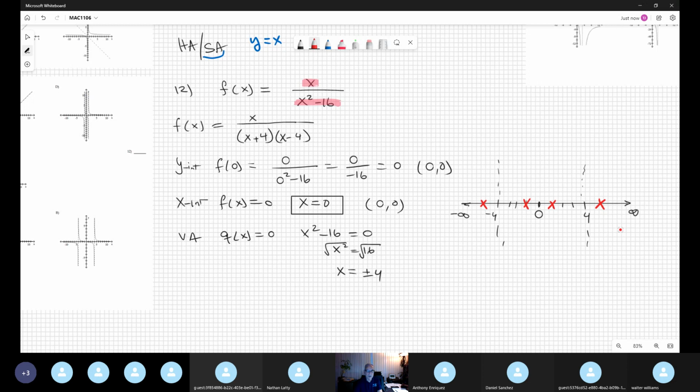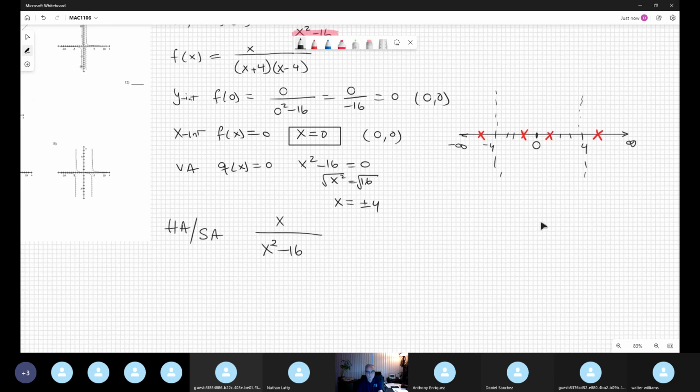Okay, let's move on to the horizontal or vertical. Horizontal or slant, sorry. I want to copy the function one more time because I need to do the analysis of the degree. What do you think about the degree? What is the degree of the polynomial at the top? 1. What is the degree of the polynomial in the bottom? 2. When the degree of the polynomial at the bottom is greater, do we have horizontal or slant? Wait, it's the horizontal.